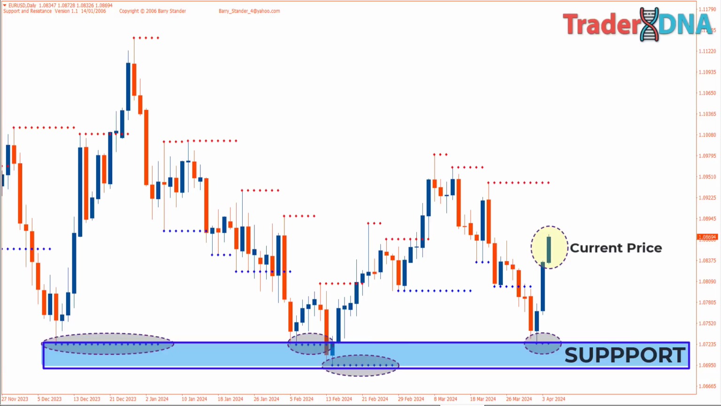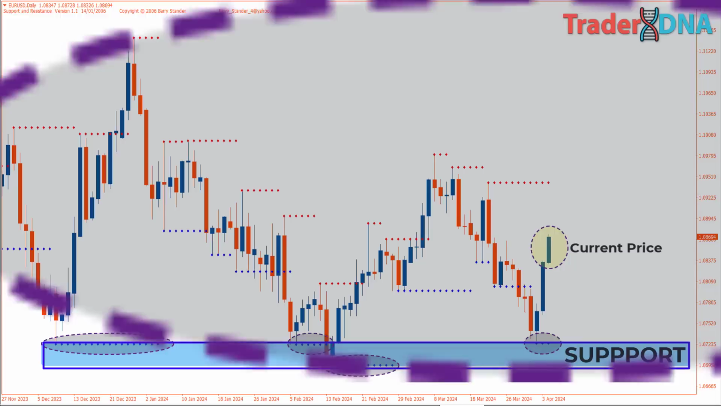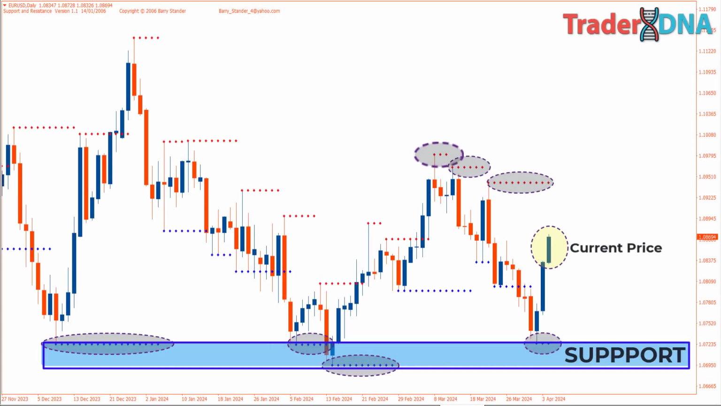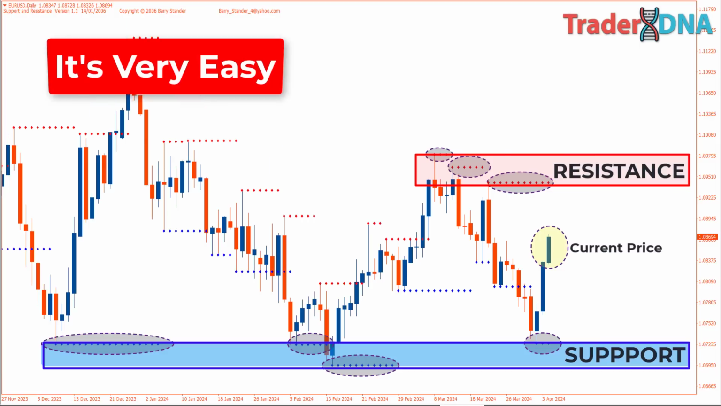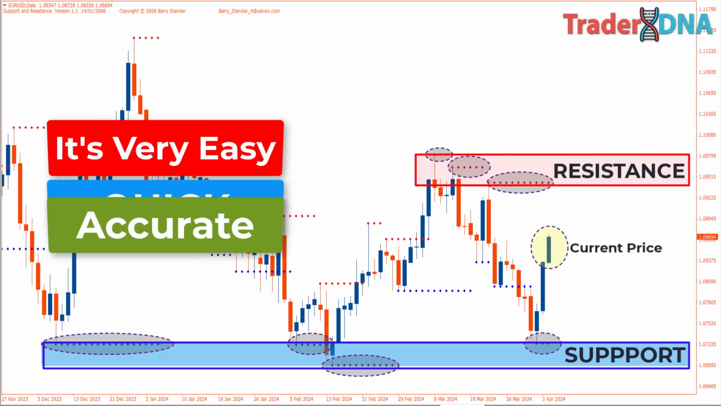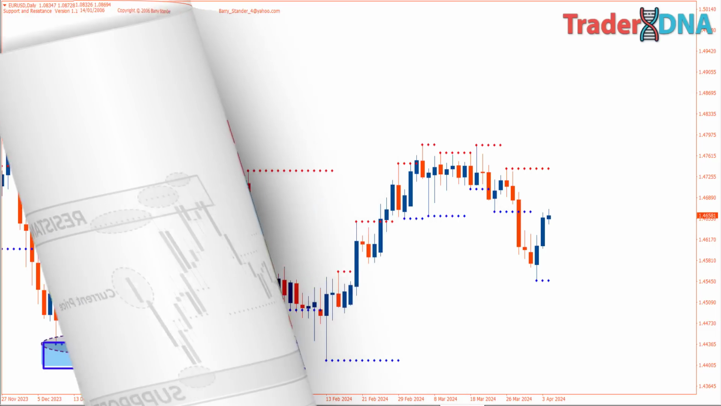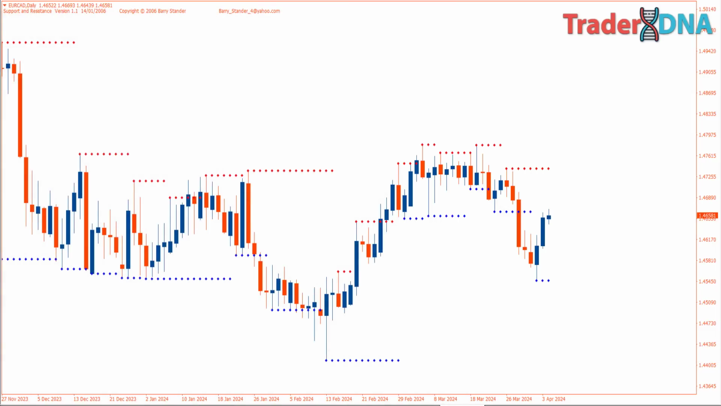Similarly, with resistance levels, we can easily find them based on these lines, this, and this. Then, we draw a red rectangle involving these three lines. Now we have found the nearest key levels from our current position. It's very easy, quick, and, of course, accurate. Next. In this chart, the price is in the middle of resistance levels.